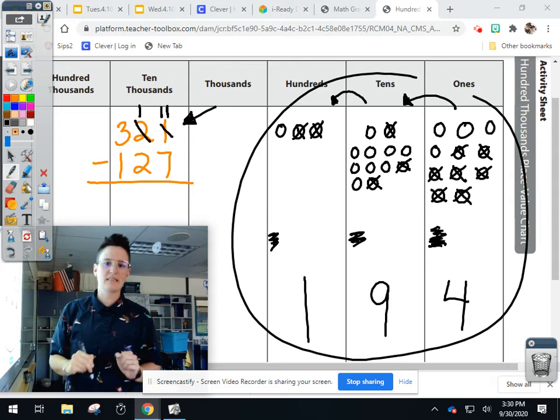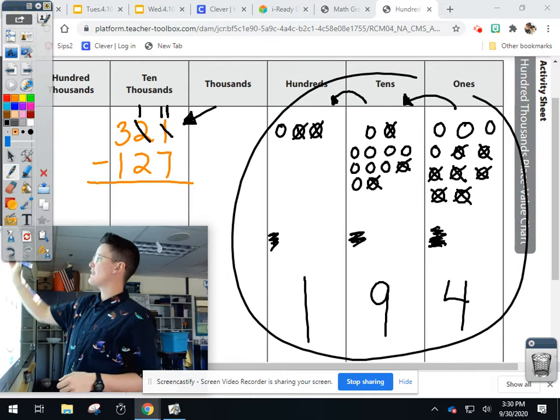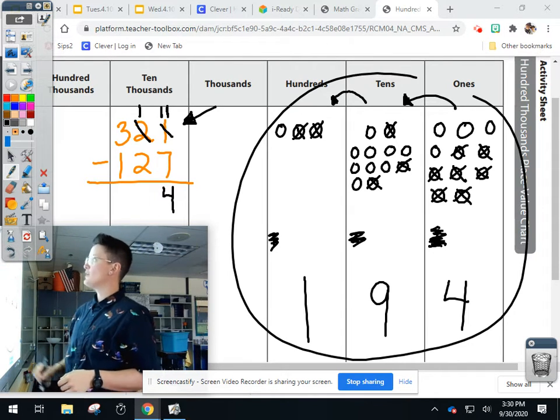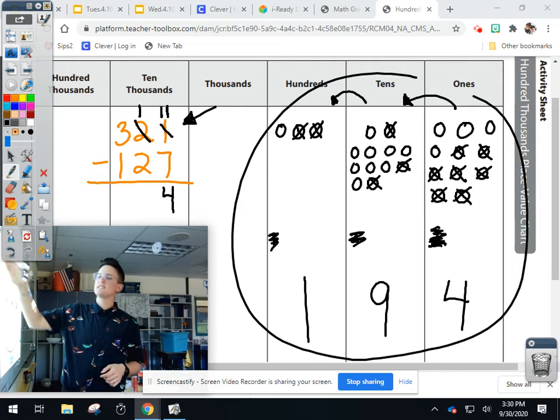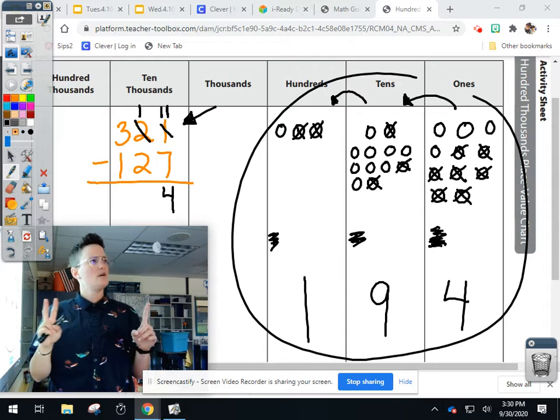And that gave me 11. So then when I subtract 11 minus 7, I've been practicing my addition and subtraction facts, so I know that 11 minus 7 is 4. And then I go to my tens place. I have 1 in my tens place, and I have to take away 2.